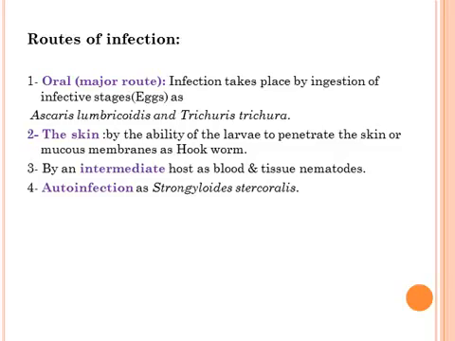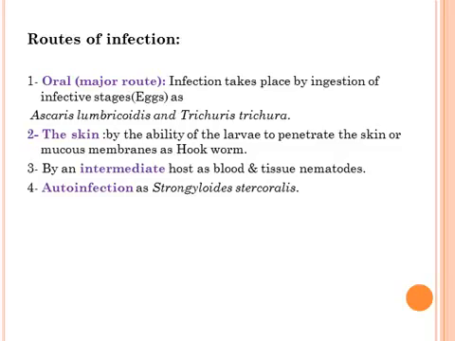Route of infection or portal of entry in the nematodes. First one is orally, which is the most common type of infection, when the infection takes place by ingestion of the infective stage or the eggs orally. So the human in this type of infection ingests the eggs orally with water or food or vegetables contaminated with the eggs. That's common in Ascaris lumbricoides or Trichuris trichiura.